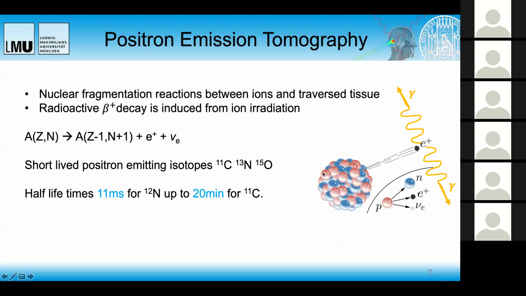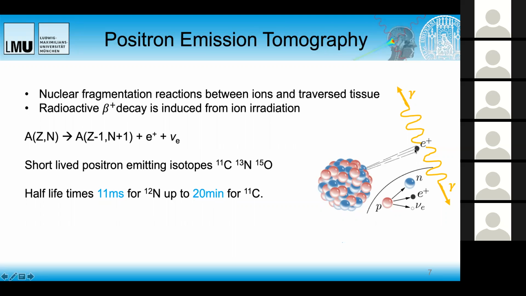Yes, this process is basically the main process that's interesting for positron emission tomography. And what's also important to mention here is that each isotope basically has its own half-life time, and the half-life times vary strongly for different isotopes. So for nitrogen-12, it's 11 milliseconds, which could in principle allow in-beam tracking. But for carbon-11, the half-life times go up to 20 minutes until this beta plus decay is really happening.